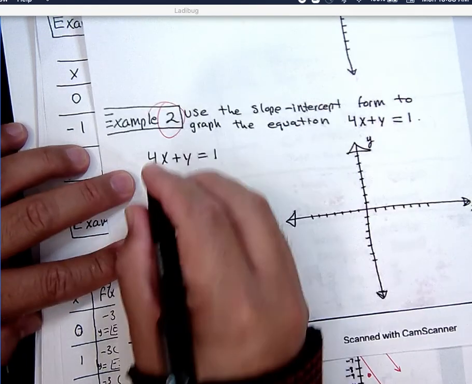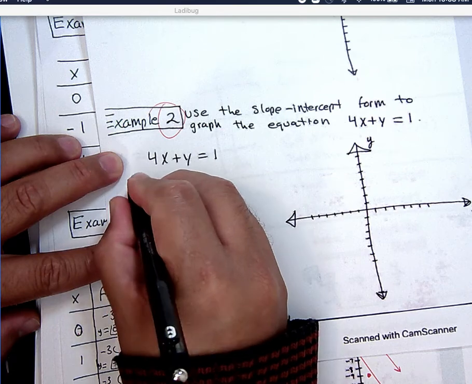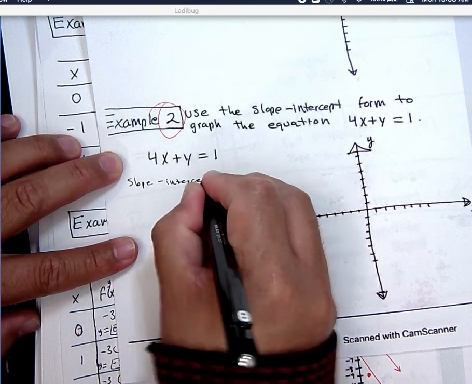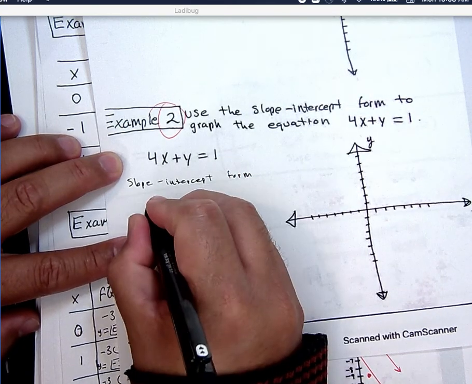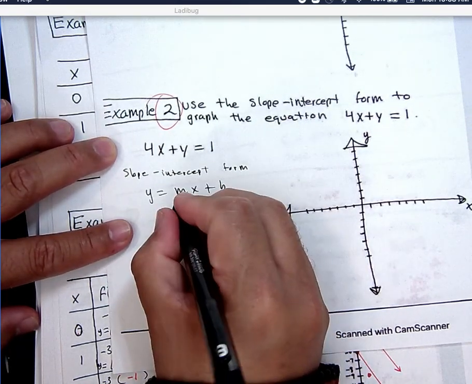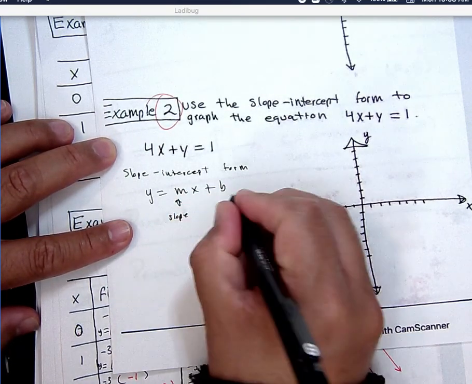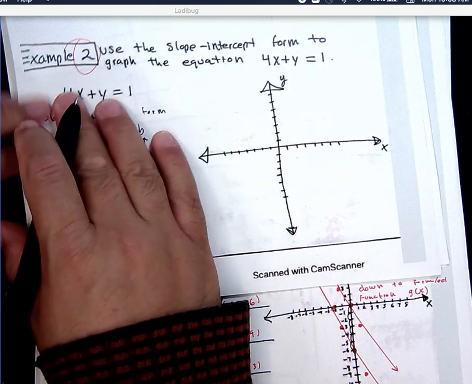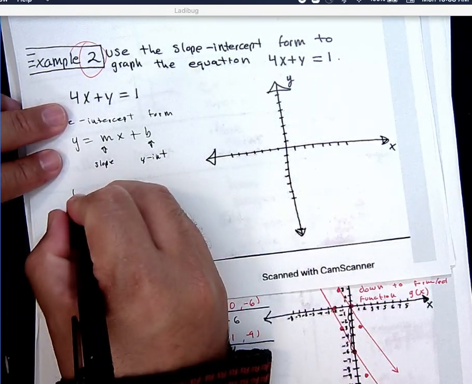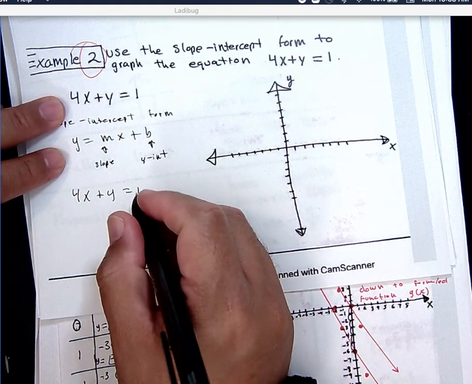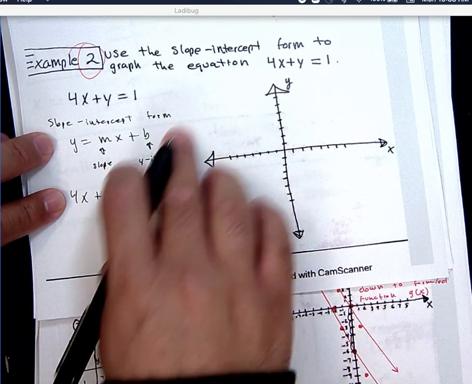Remember, the slope-intercept form is the one that looks like this. So that's the slope, and that's the y-intercept, where it touches the y-axis. So before we can graph, we need to convert this to slope-intercept form. This is in standard form right now. So this is the standard, and you need to get to this.